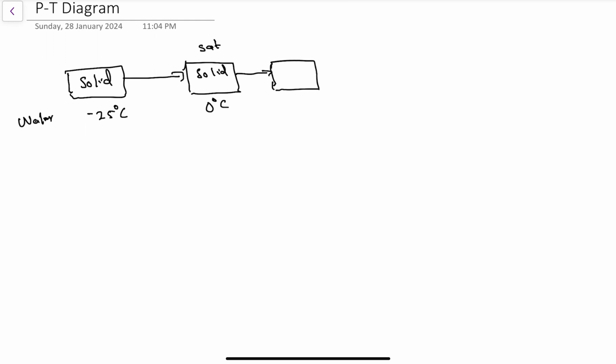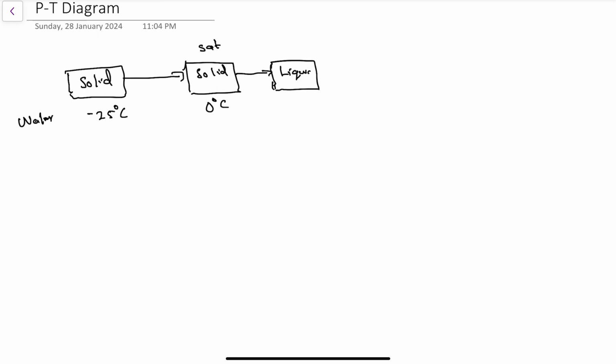So if it is water, then it will be ice. Let it be at minus 25 degrees Celsius. And then if it is heated, it will reach saturation. So now it is in a saturated state, that is 0 degrees Celsius. If it is water, it will be at 0 degrees Celsius. And then it will become liquid.